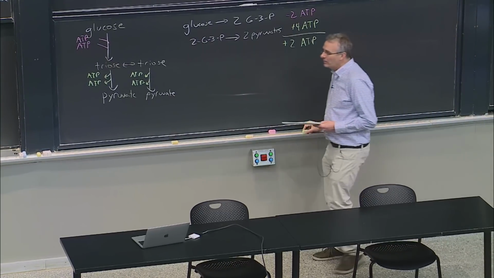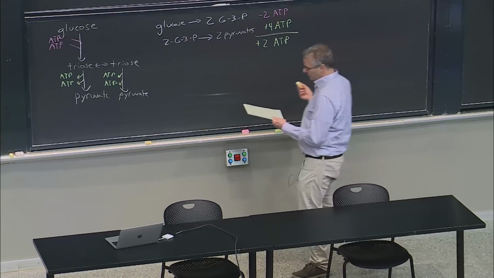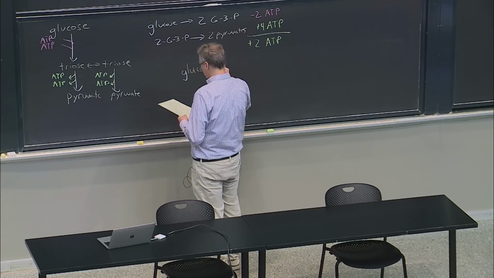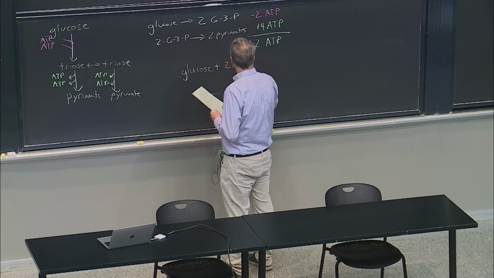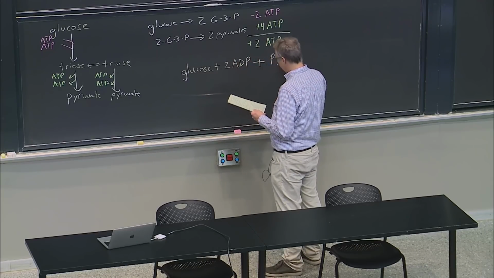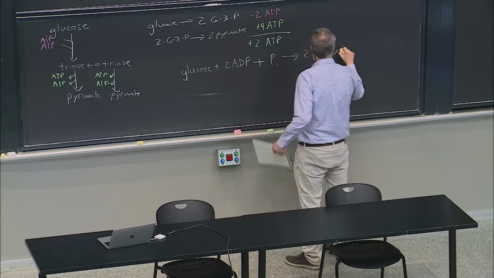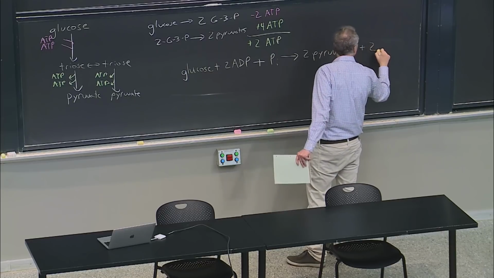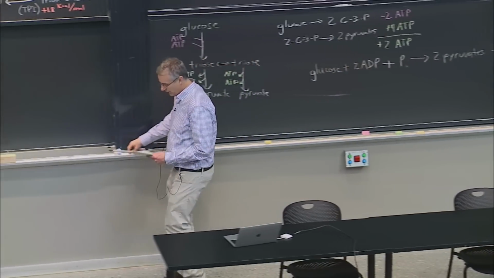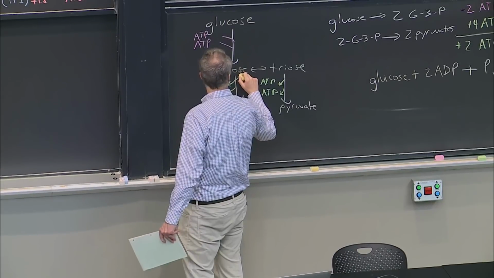Now, if we add up the entire stoichiometry of what's going on here, we can also draw it another way, and that is we can basically have glucose plus 2 ADP molecules plus 2 inorganic phosphates goes to 2 pyruvates plus 2 ATP, and that's because we're able to incorporate 2 phosphate molecules here at the GAPDH step.